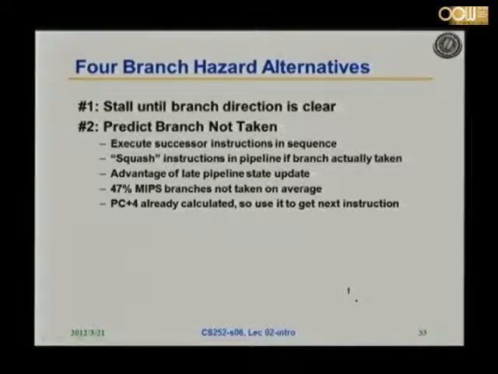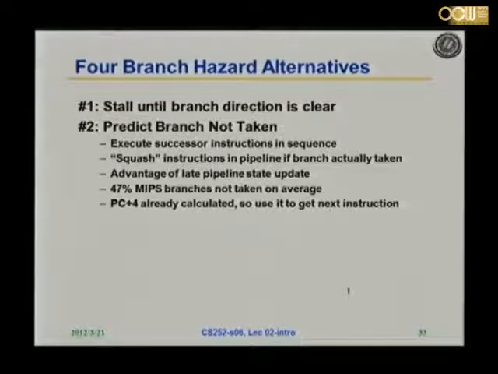The second is to predict branch as not taken. In fact, the stall solution is almost identical to predicting not taken because you just keep fetching the subsequent fall-through instructions, like you're predicting that the branch will not be taken. So execute successive instructions in sequence and squash (invalidate) instructions in the pipeline if the branch is actually taken.